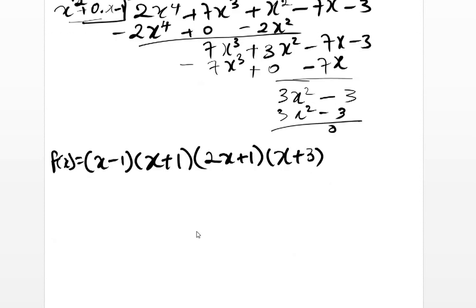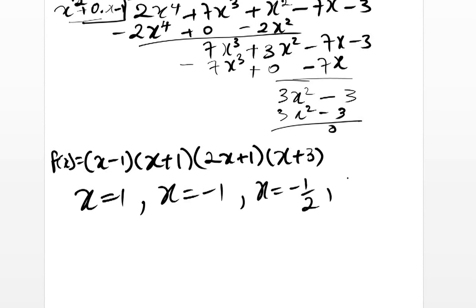Now for us to solve the inequality, where the inequality says f of x greater than 0, we are going to obtain our critical values. What are our critical values? We have x equal to 1, x equal to negative 1, x equal to negative half, and x equal to negative 3. These are the critical values, and we are going to arrange these critical values in order.